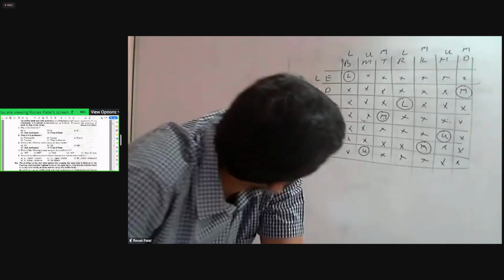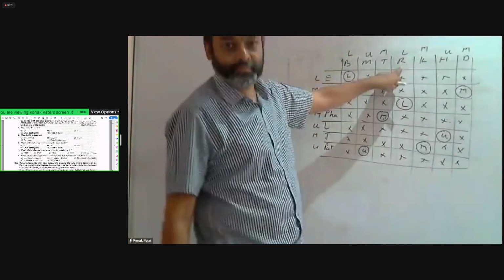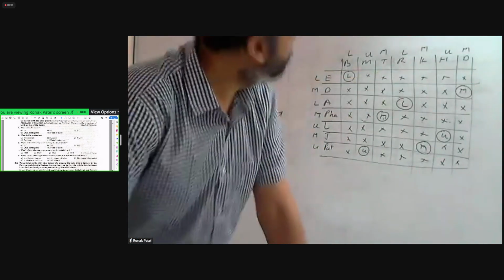Which of the following pairs occupy the lower berth? The lower berth is occupied by two persons, that is B and R. Right? B and R. So none of these would be the answer. Right?